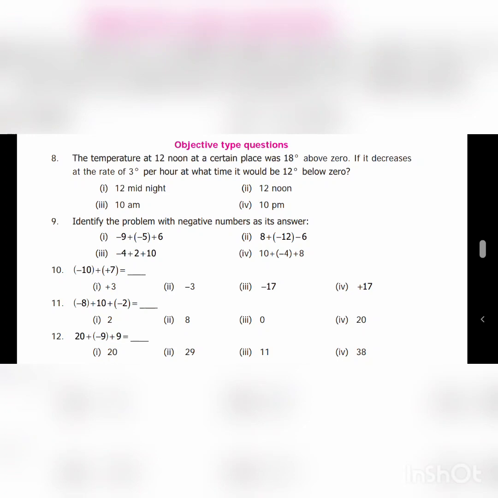Okay, so next is the 12th one, 20 plus minus 9 plus 9. Minus 9 plus 9 we will get the answer 0. So 20 plus 0 we will get the answer. Okay, try to solve these sums. We will meet you in the next class. Take care. Bye bye.